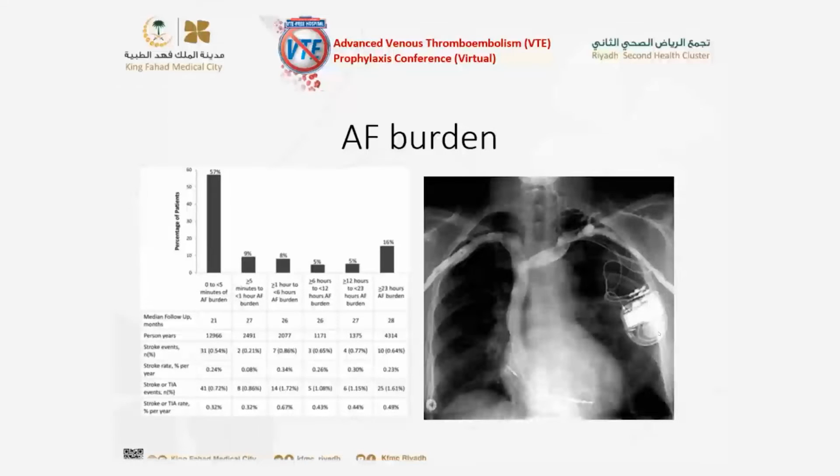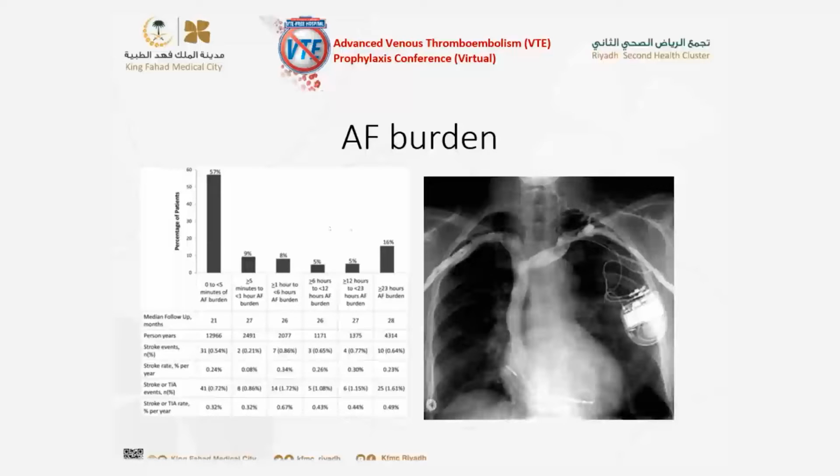So this is a nice study that took all the patients with devices. So this is a pacemaker. This pacemaker has an atrial lead. So this is a lead that sits in the atrium, so it will be able to tell you what is the atrial rhythm, whether you're in sinus rhythm or you have some sort of an atrial tachycardia.